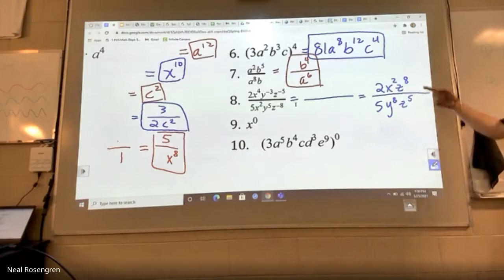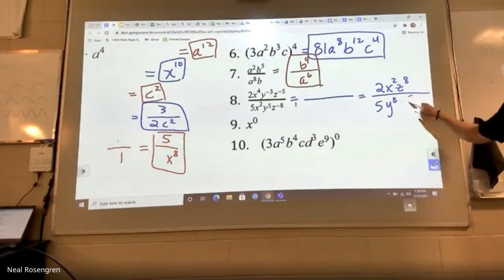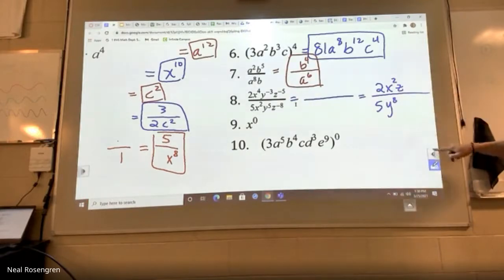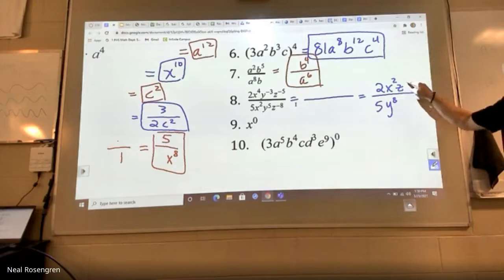Okay, and so 8 minus 5 is 3. So where does that go? On top, z to the 3rd on top or z to the 3rd on bottom? Yeah, because there's more of them up there. Good. So fix that answer. Get rid of that z on bottom, and let's put just z to the 3rd on top.